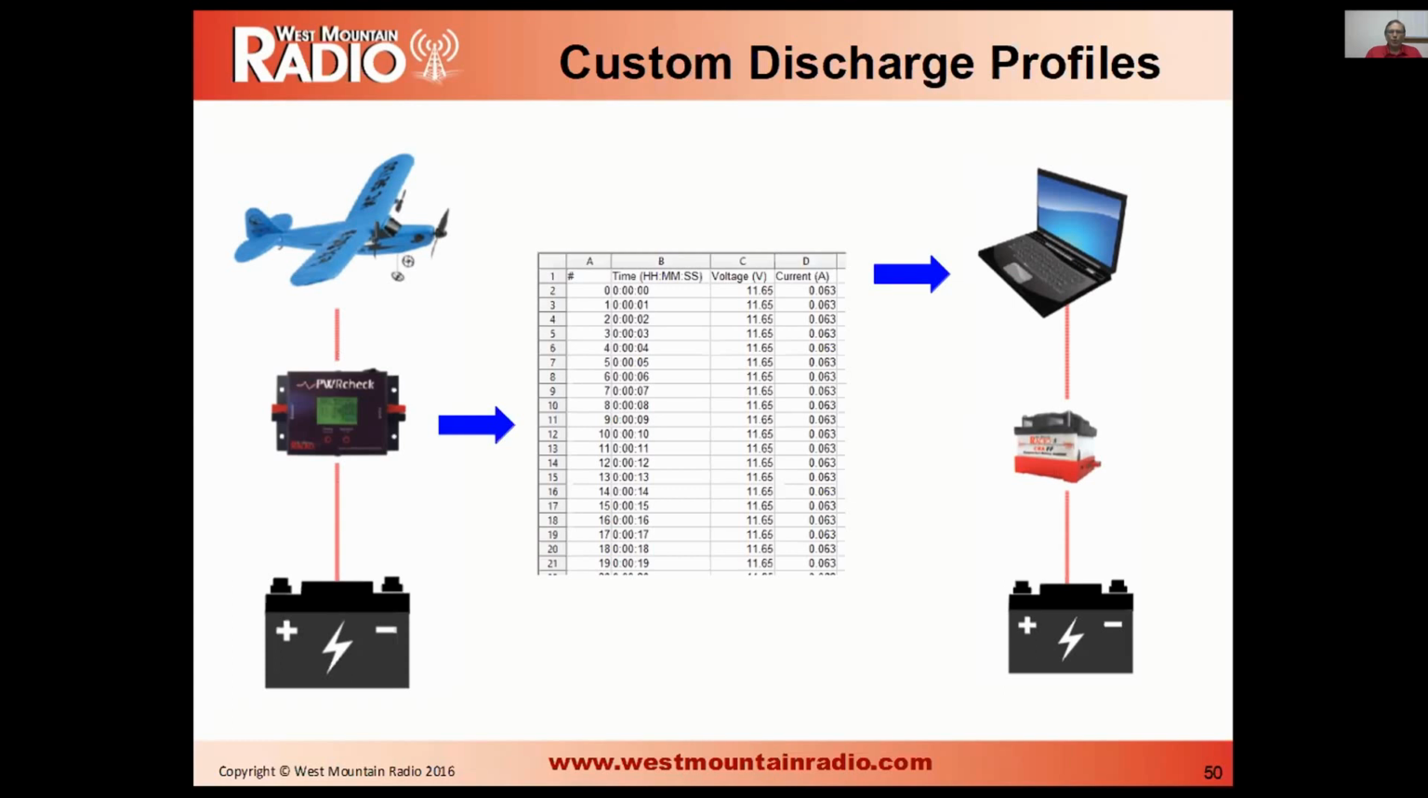So if you had a drone, for example, you could record exactly what the current draw was for takeoff, flight, landing, that kind of thing. And then you can play that same thing back for various brands of batteries to find out what batteries work the best for you in a particular situation, or try and create a particular problem.